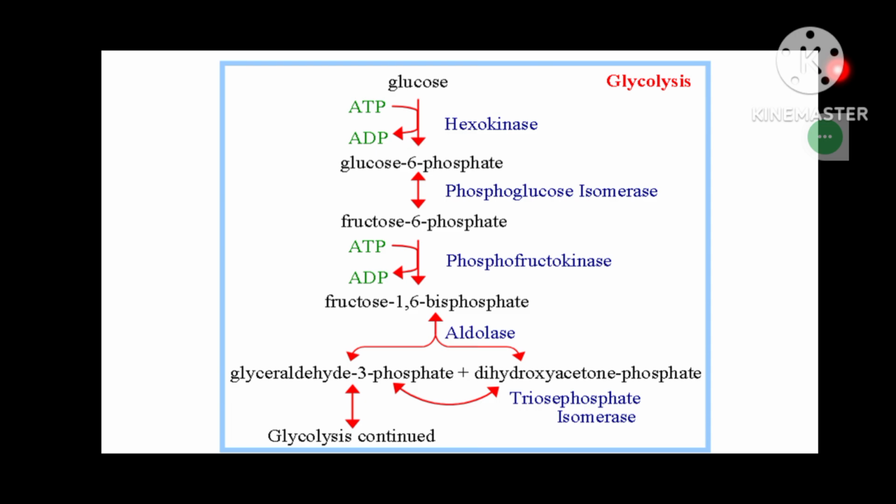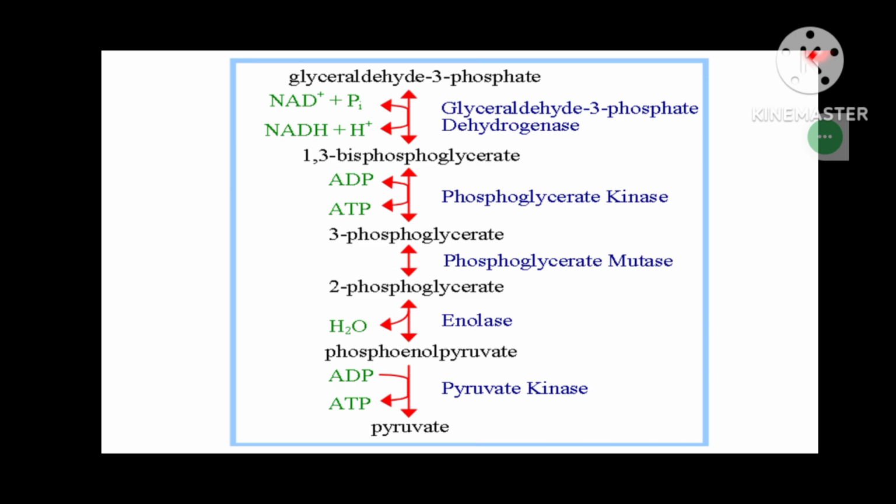In this process, dihydroxyacetone phosphate is converted into glyceraldehyde 3-phosphate by the process of isomerization. This is known as the preparatory phase as two ATPs are converted into ADP. Hence, energy is consumed in this process. In the next steps we will see the payoff phase. So this is the payoff phase.